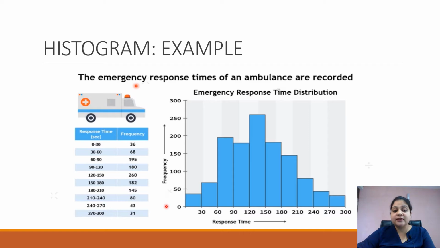But if I plot this data in the form of a histogram, on the x-axis we have the response time, and on the y-axis we have the frequency count, or the number of occurrences of the ambulance arriving in that particular response time.